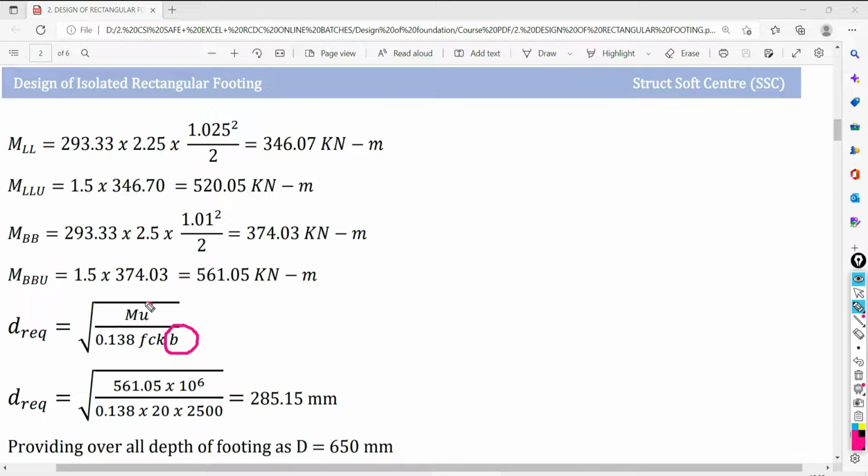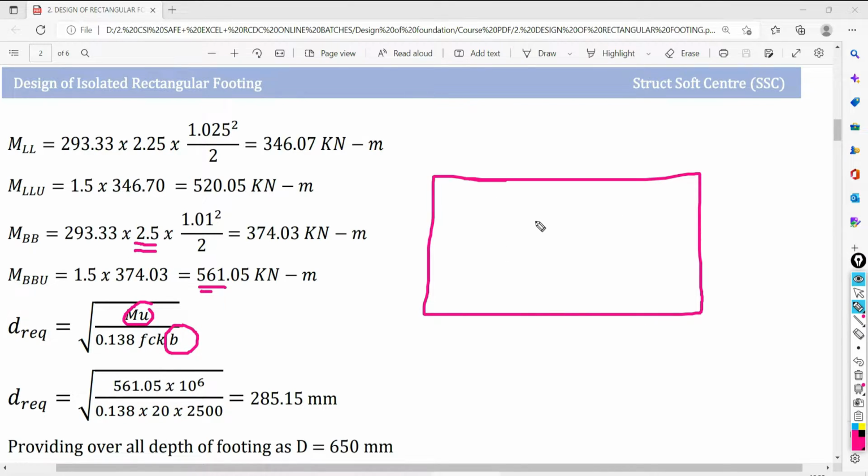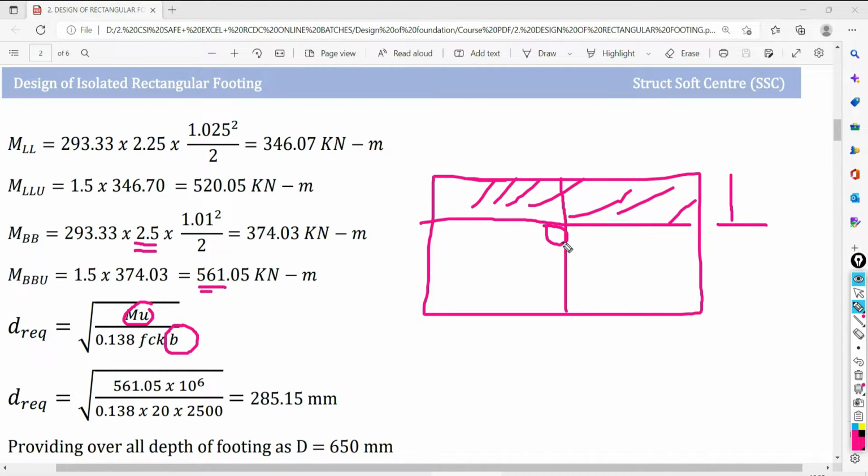Now the most important question is what you have to consider for the width. We have taken the moment as 561. For the calculation of the 561 moment, we have considered the width as what? 2.5 meter. In other words, this is our footing, this is our column, and the moment along the width we are going to consider for finding out the depth requirement. So for the calculation of the moment along the width of the footing, we have considered this length.